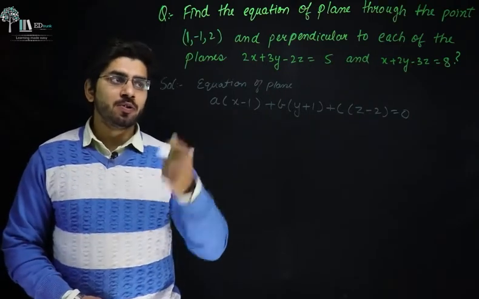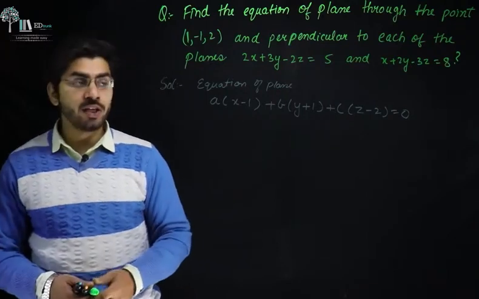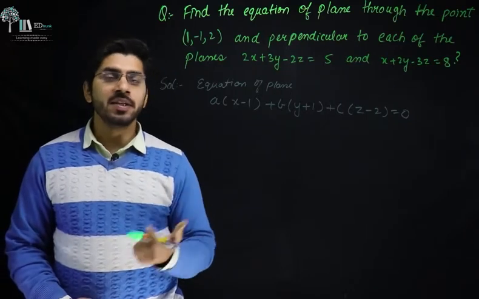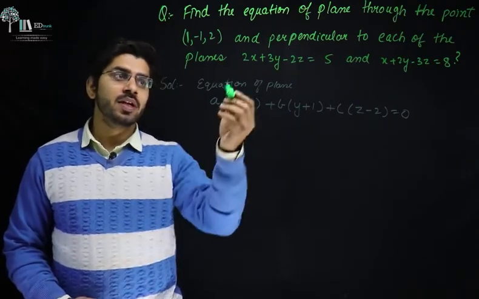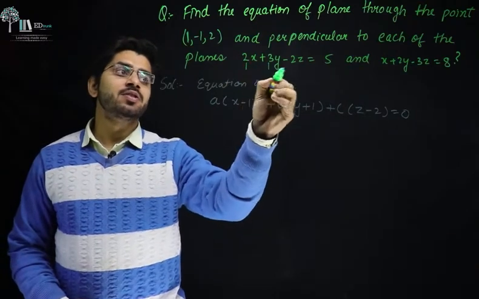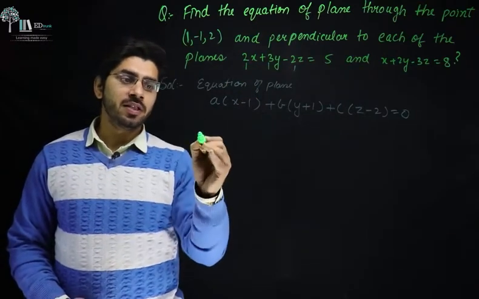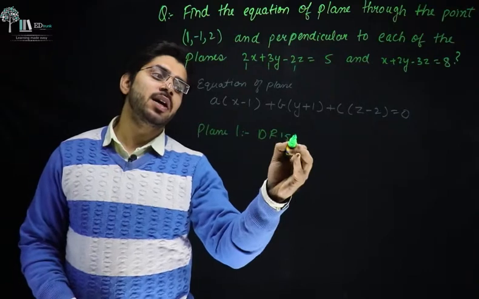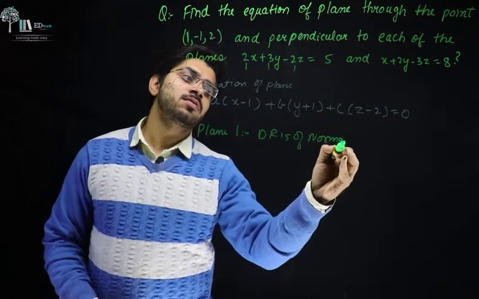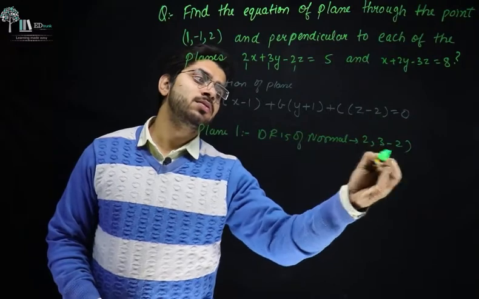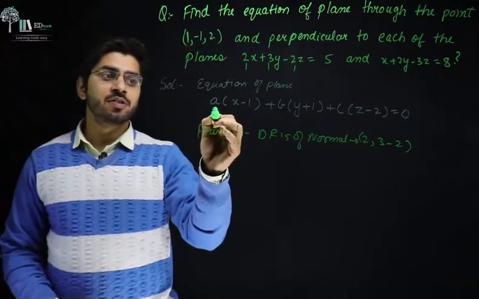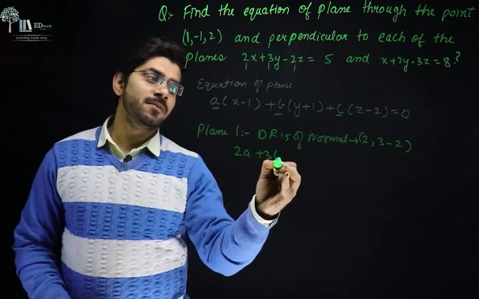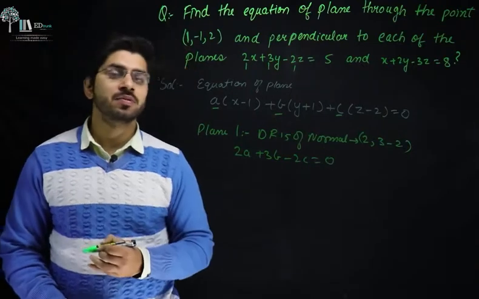As the plane is perpendicular to both these planes, we can get two equations, because the dot product of the direction ratios of the normals of both the planes will be equal to 0. So for plane 1, the direction ratios of the normal are 2, 3 and -2. The direction ratios of our plane are a, b and c. So the equation becomes 2a plus 3b minus 2c equals to 0.